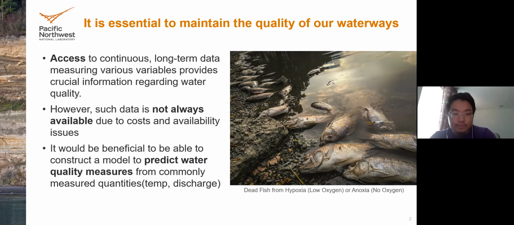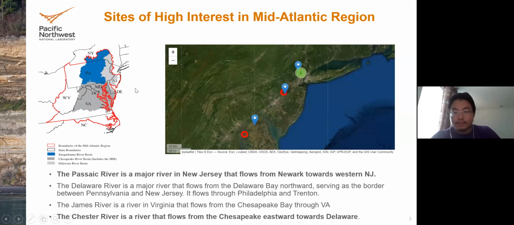And so it would be beneficial to be able to construct a model to predict water quality measures from the ones we do have. We do have a lot of temperature data, that's water temperature, and we do have a lot of discharge data, which is how much water is going by per second. Here are the sites of interest in the Mid-Atlantic hydrological region. The Passaic River is a major river in New Jersey. It flows from Newark towards the Pennsylvania-New Jersey border. And the Chester River is a river that flows from the Chesapeake towards Delaware. It's slightly east of Baltimore. There are more rivers that I conducted analyses on, but we'll focus on these two in this presentation.